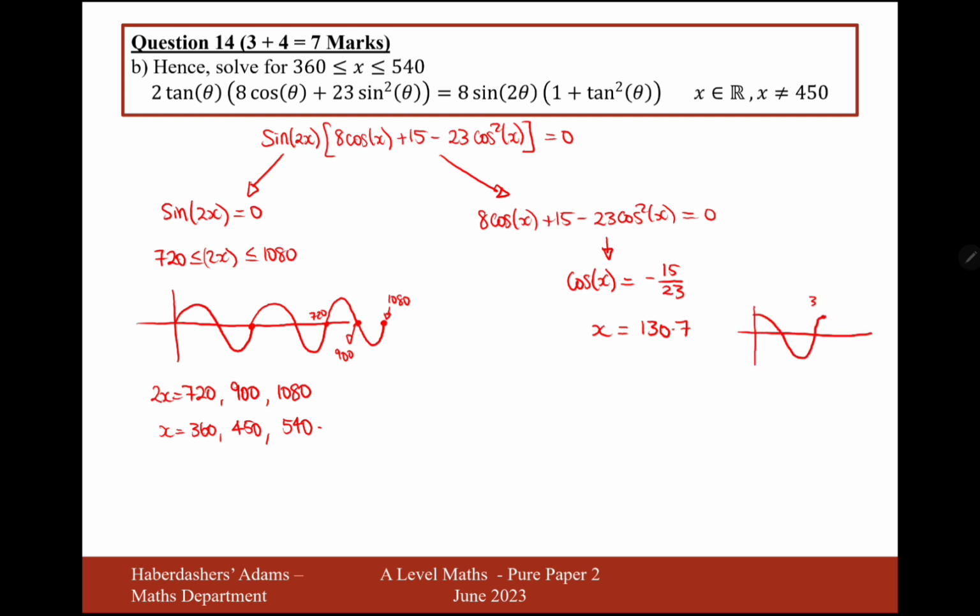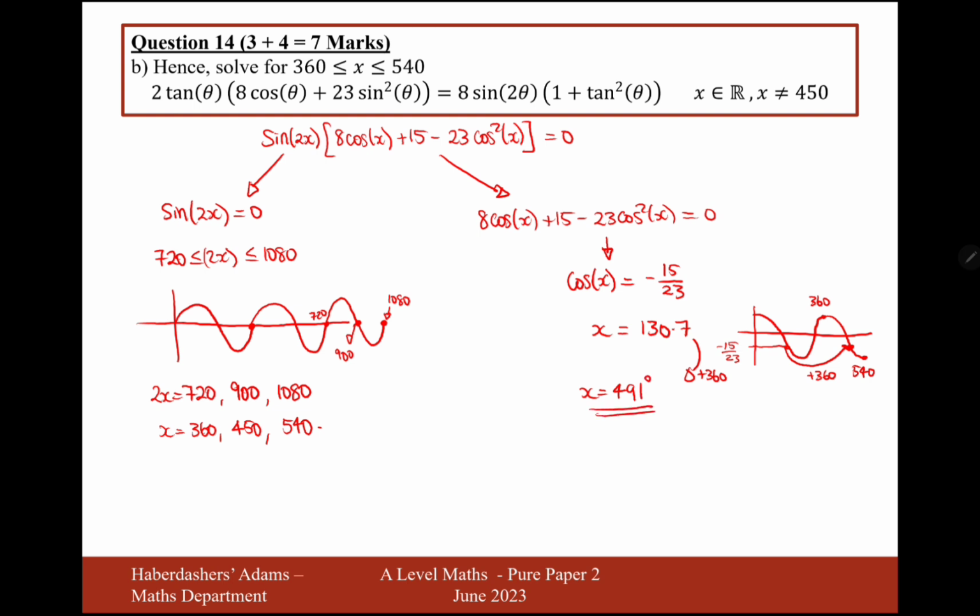So that's the cos graph up to 360. Now the cos graph down to 540 would be at this point here. For a solution of minus 15 over 23, the graph will intersect at this point here, but we are interested in this intersection point here. And to get that intersection point from 130.7, we'll add 360 onto our answer. So add 360 to the answer, and we get 491 degrees. So there we are.